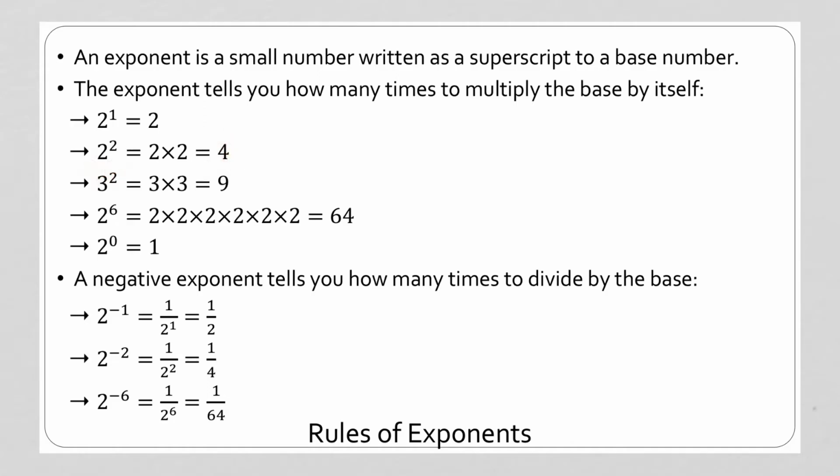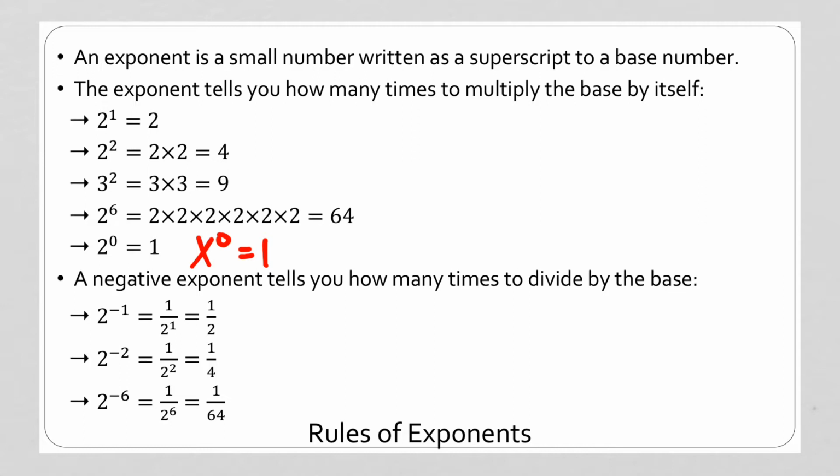3 to the 2 power is 3 times 3, that's 9. 2 to the 6 power is 2 times itself 6 times, for a total of 64. And then a special case, 2 to the 0 power is 1. In fact, any arbitrary number to the 0 power is 1.